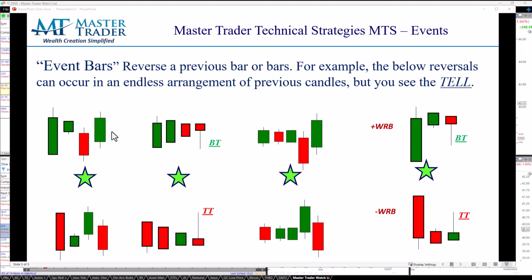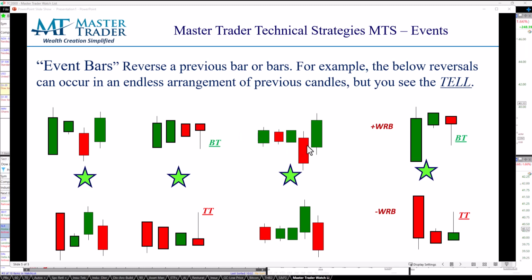Again, how are we going to find these? The second one from the left, the bottoming tail bar, broke below the prior two bars' lows, so we want to see it break one or two bars' lows and then come right back up again. Again, different variations. They all went down and they came up.